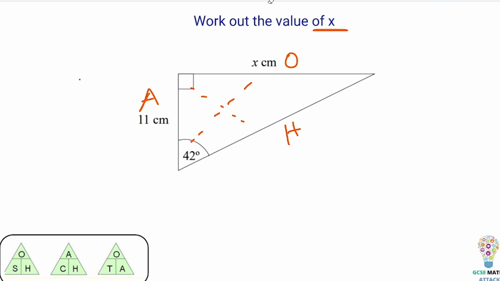Now, after you've done that, you need to say to yourself, hang on a minute. These formulas either have opposite or hypotenuse, adjacent or hypotenuse, or opposite and adjacent. Okay, fair enough. But which one do I need to use? And this is what I tend to tell my students. You've got adjacent because you're given a length. You need to work out the opposite. Therefore, you don't need the hypotenuse.